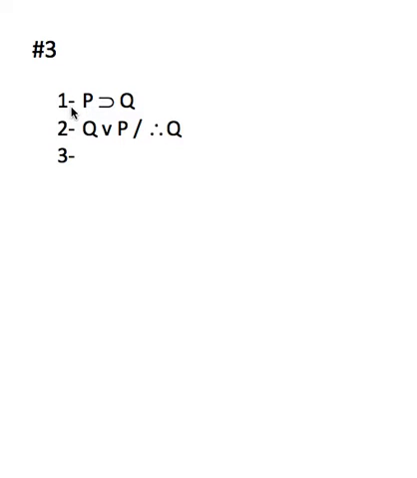Here we are on number 3. So we have if P, then Q; Q or P; therefore Q. And so if we are going to do a reductio ad absurdum, then what are we going to do first?